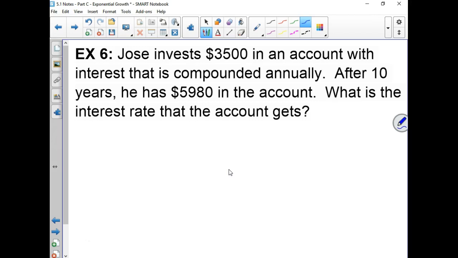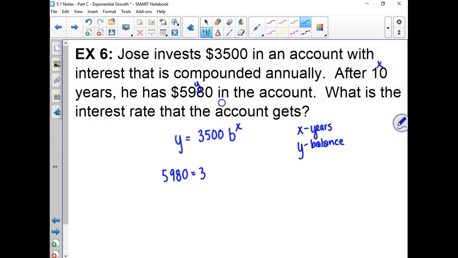So what we have here is we know that we have $3,500 initially. We do not know our growth rate, and we're raising that to the X power here. Here, X is years, and Y is our balance in the account. So we know that after 10 years, that's our X, we have $5,980, which is our balance, our Y. So we're going to plug that stuff in so we can find B. So if we have $5,980 equals $3,500 times B to the 10th power, we've set up an equation that we can solve for B.